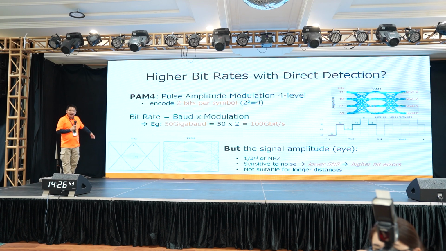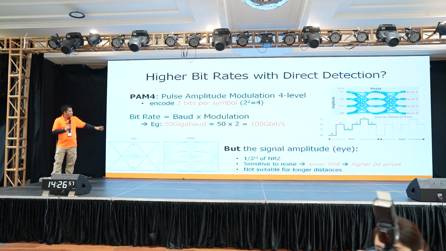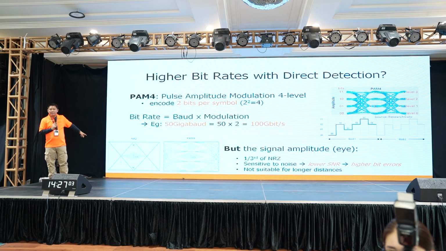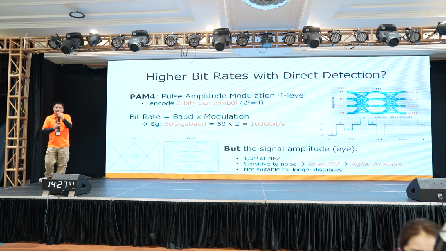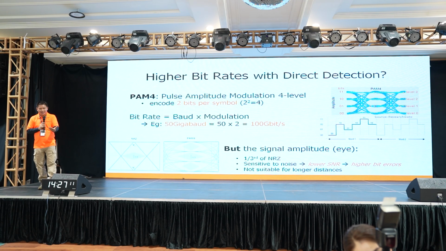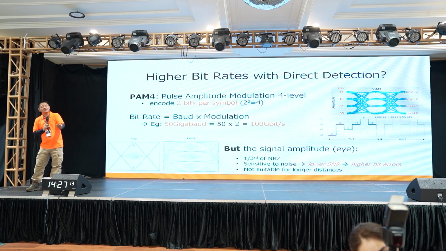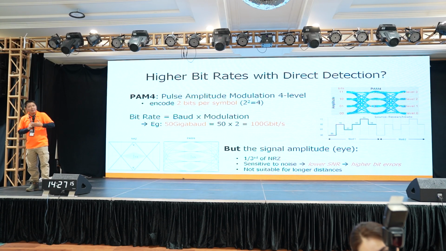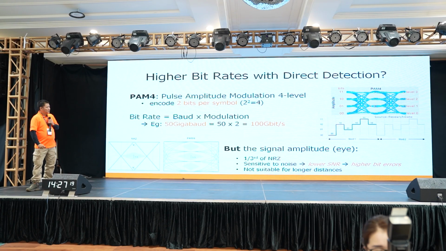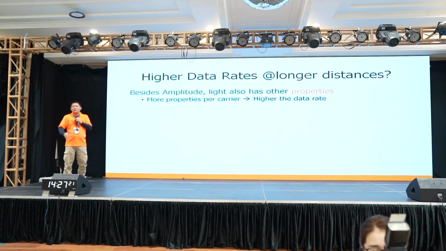If you compare the eye diagram of NRZ to PAM4, just because I want to encode one extra bit, you see the signal amplitude is just 1/3 of what NRZ is. The problem with the smaller signal amplitude is it's more susceptible to noise. Noise means lower OSNR. Lower OSNR means higher bit error rates again. So with PAM4, you really can't go longer distances, right? So we're again back to the drawing board.